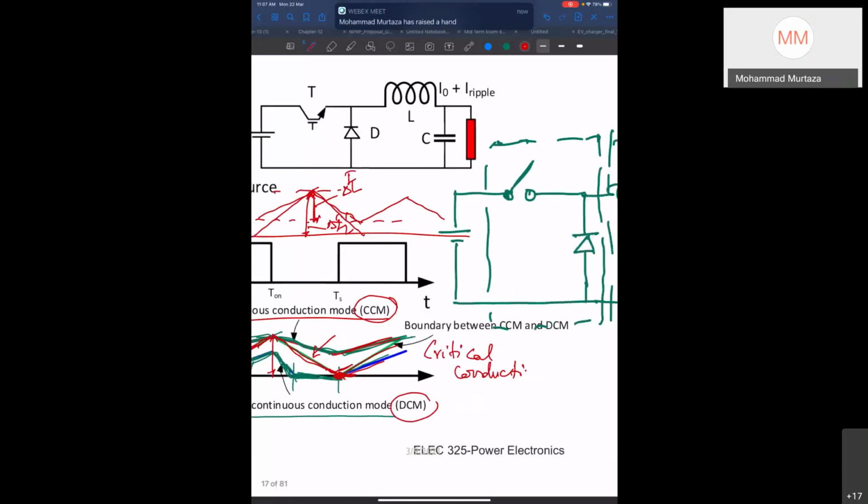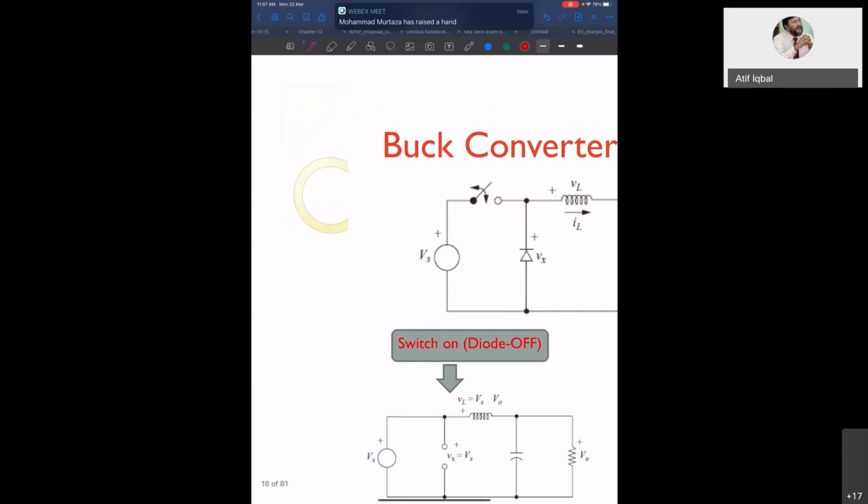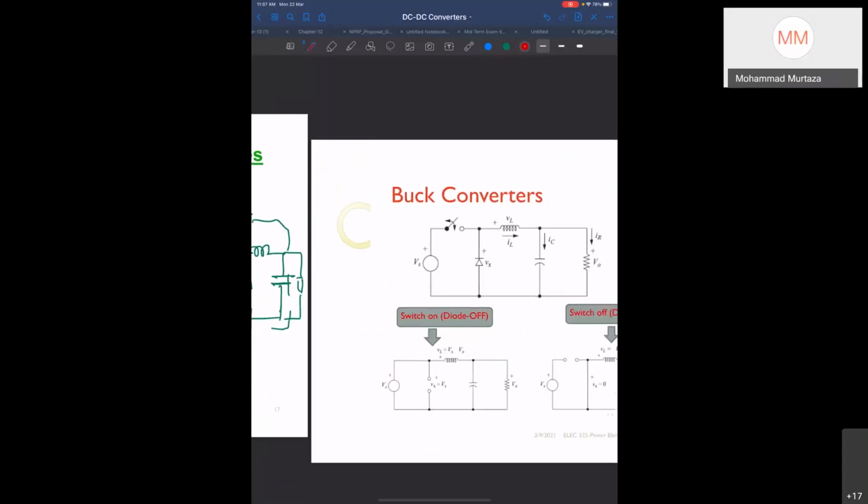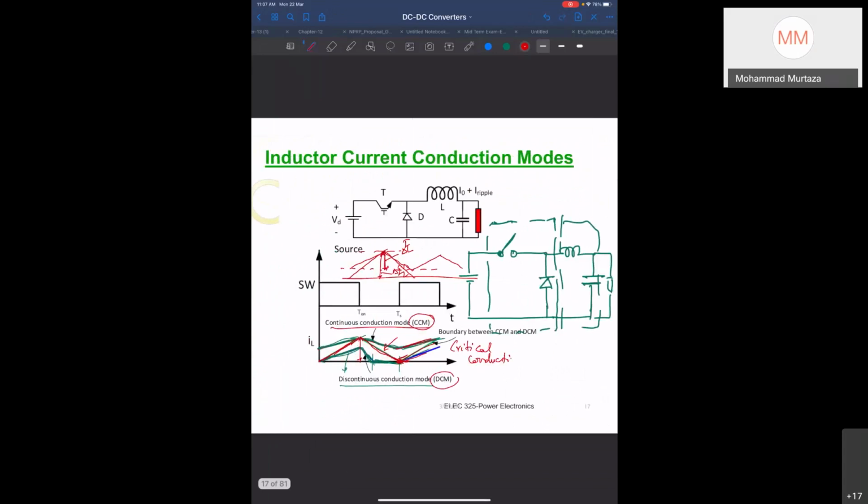Okay. Now, do we prefer always CCM, or does it depend on the application? We prefer CCM. DCM will happen when your inductor value is too low, then the current drops to zero before the next pulse comes for the switching. So discontinuous is not a good mode. We want it to be operating in the continuous conduction.